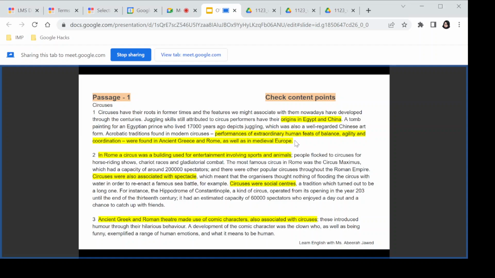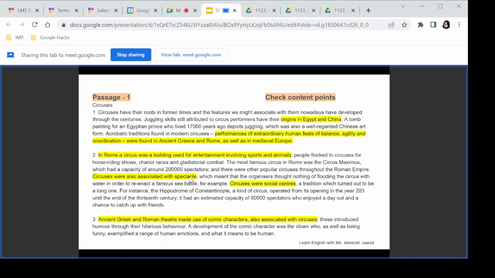Then we talk about the point about the development of circuses in former times. Again, we are talking about former times here. In Rome, a circus was a building used for entertainment involving sports and animals. Circuses were also associated with spectacle, a proper display, a parade, a show.